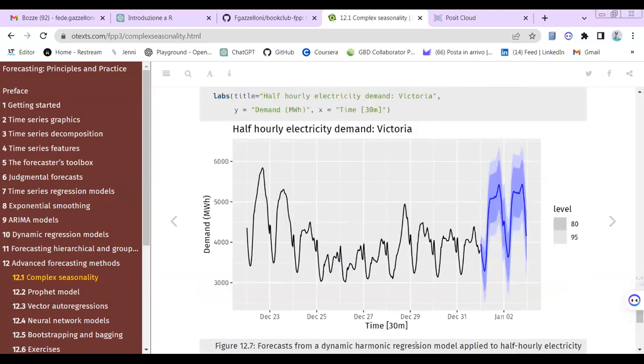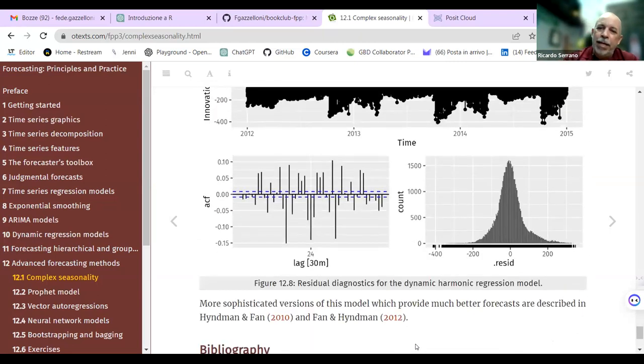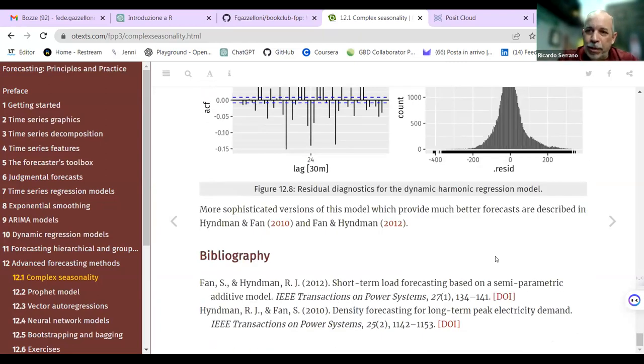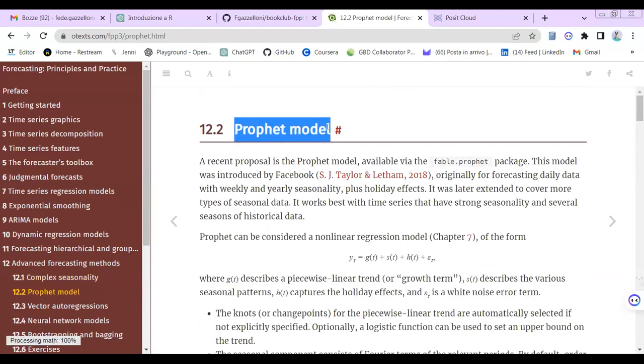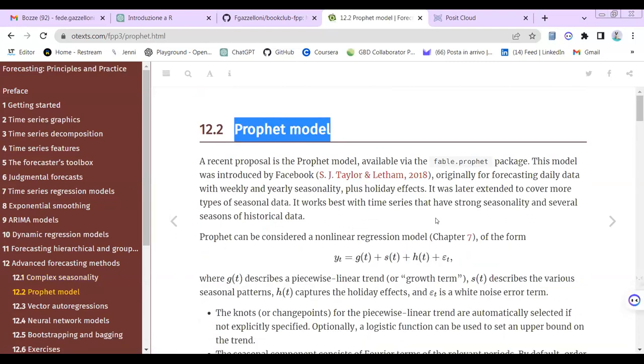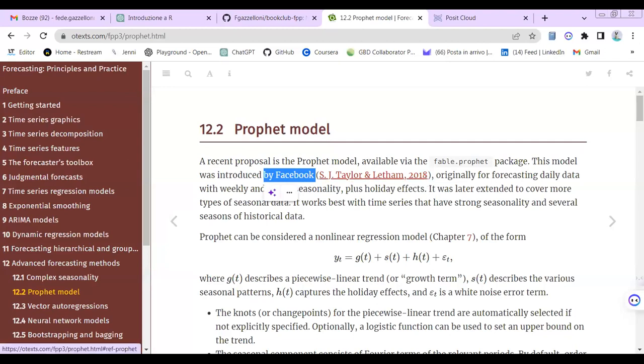One of the things that they did is that they apparently did more research on this, and they say that you should refer to those articles to get a better model. But they also applied other models. And this is the Prophet model, which has been introduced by Facebook, by Taylor and Letham in 2018, originally for forecasting daily data with weekly and yearly seasonality plus holiday effects.